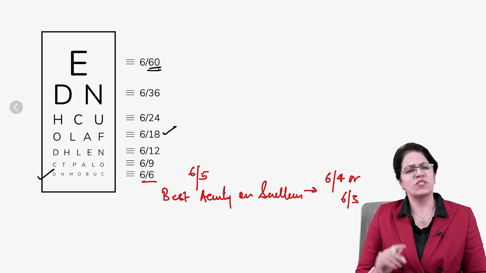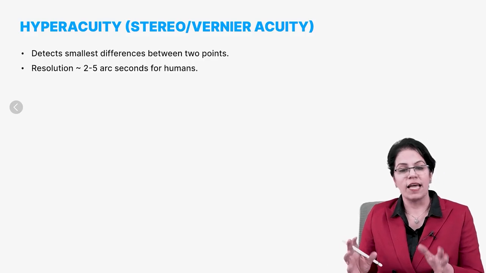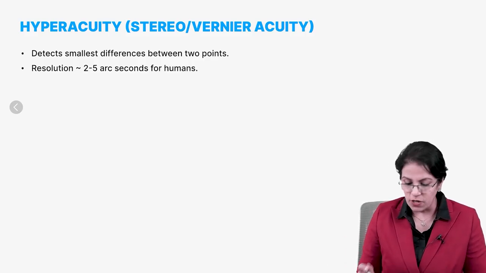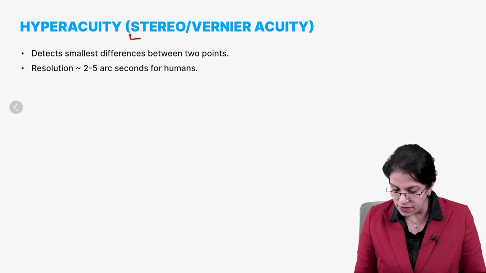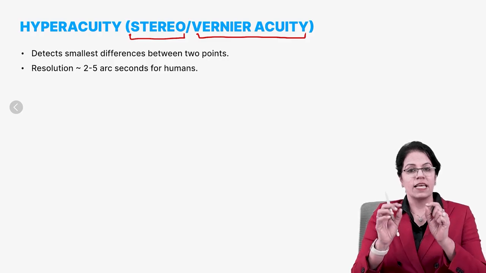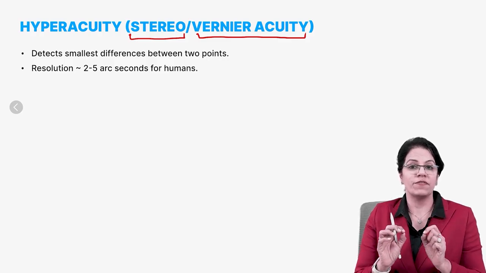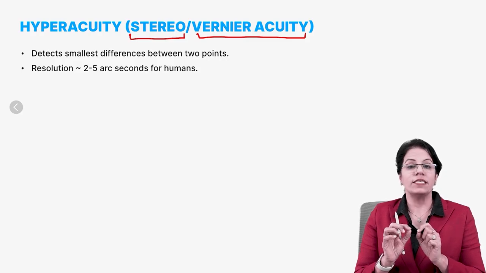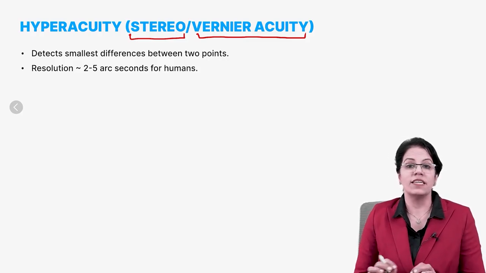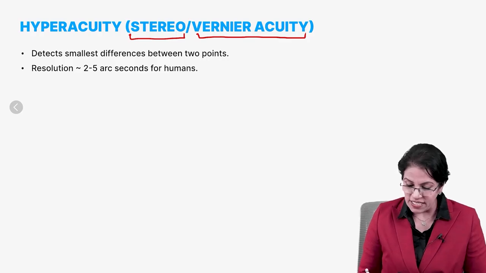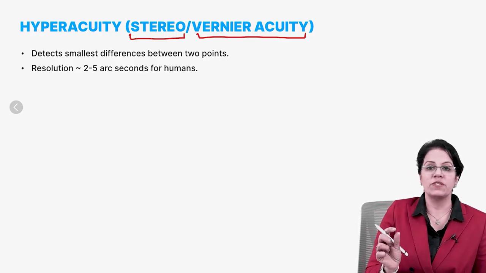Okay? Just know this. Next we talk about what is hyperacuity, which we also call stereo acuity, or we can call it vernier acuity. As you see, this is the resolution power of your eye. It is the ability to differentiate two nearest points, so it detects the smallest difference between two nearest points.